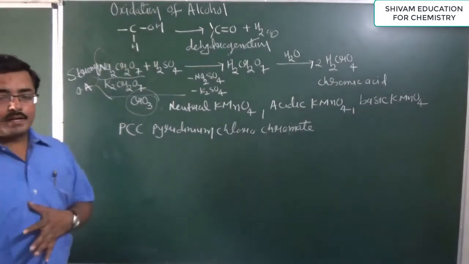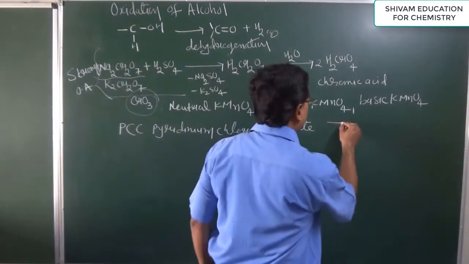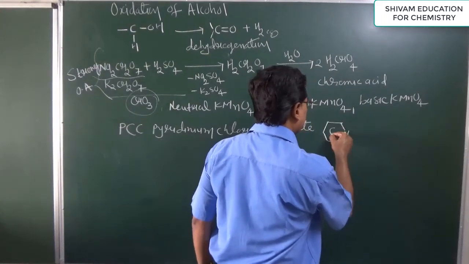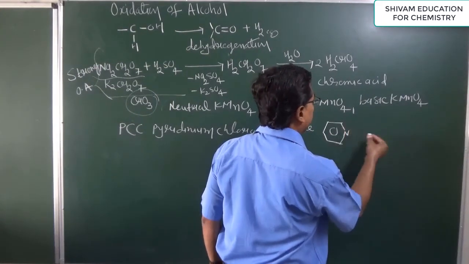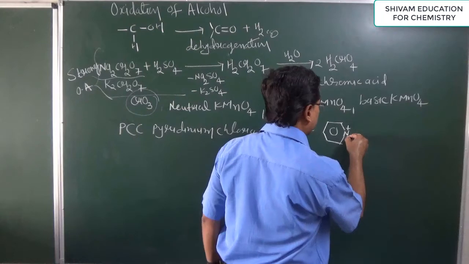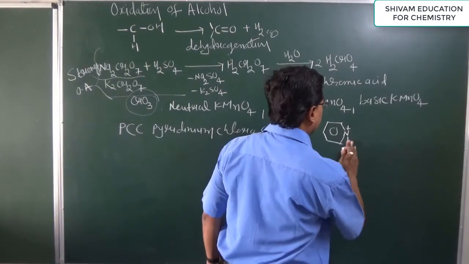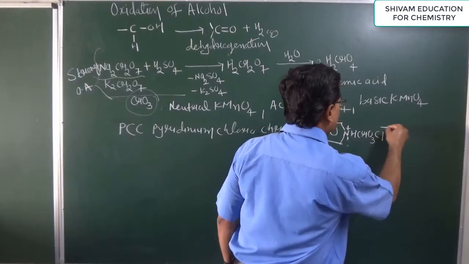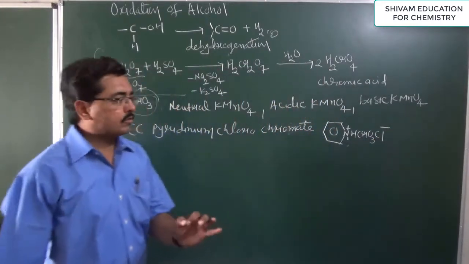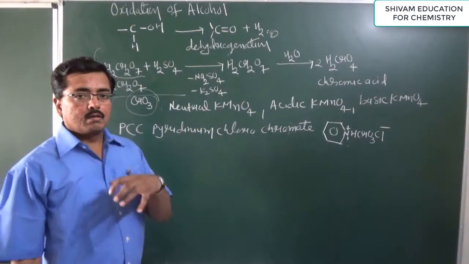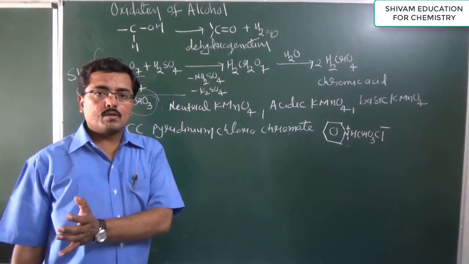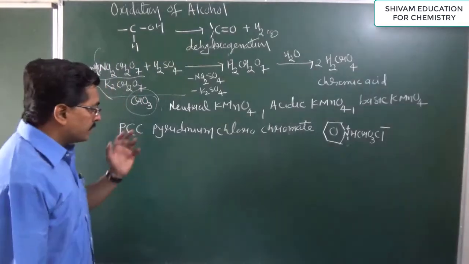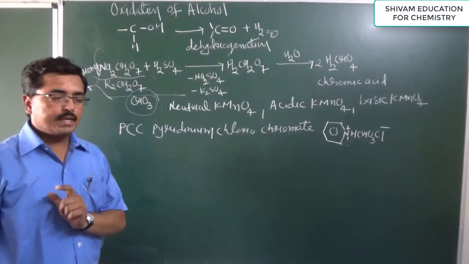Now the structure of pyridinium chlorochromate. It is a combination of pyridine. Here this is the structure of pyridine. Pyridine donates its non-bonding electron pair, so it has a positive charge, then with HCl, HCrO3 and Cl minus. So it is a combination of pyridine, hydrochloric acid and chromium oxide, and it is known as pyridinium chlorochromate. So this PCC can also be used as an oxidizing agent.